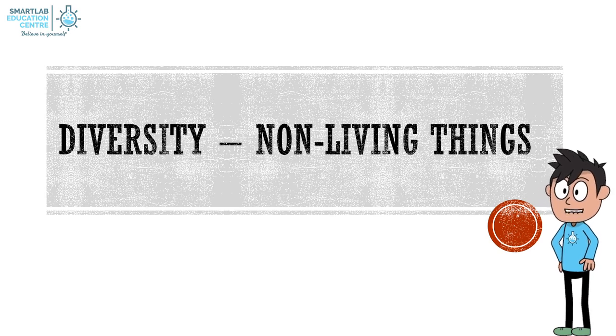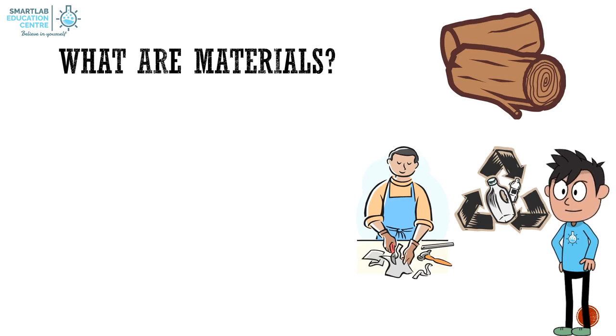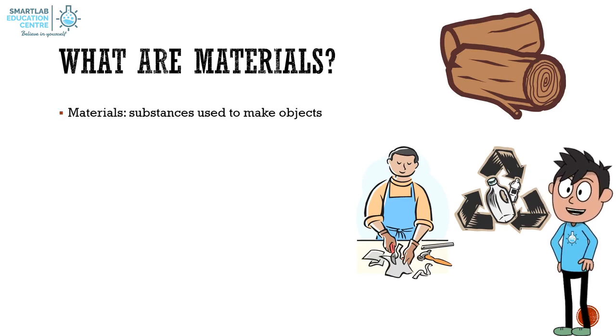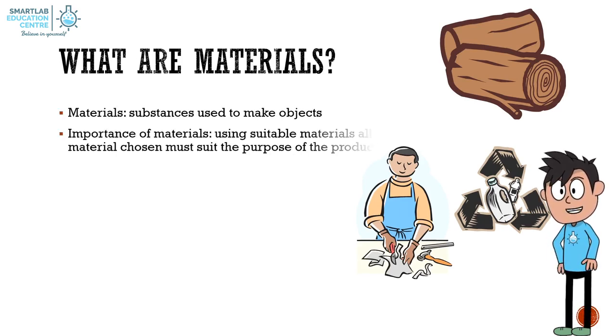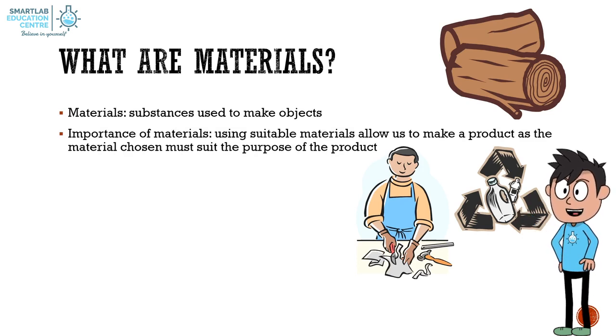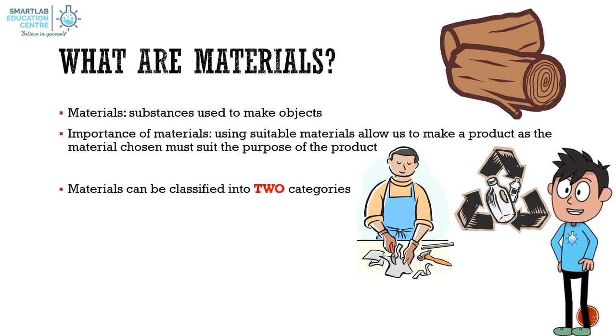Diversity, non-living things. What are materials? Materials are substances used to make objects. Importance of materials. Using suitable materials allows us to make a product, as the material chosen must suit the purpose of the product. Materials can be classified into two categories.